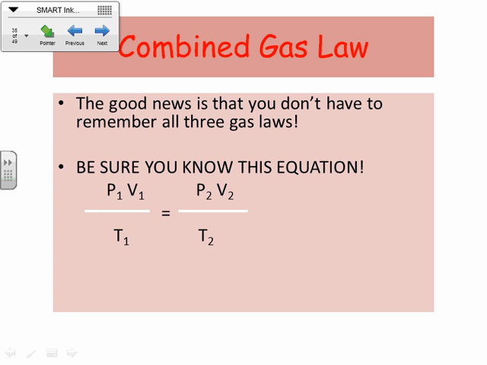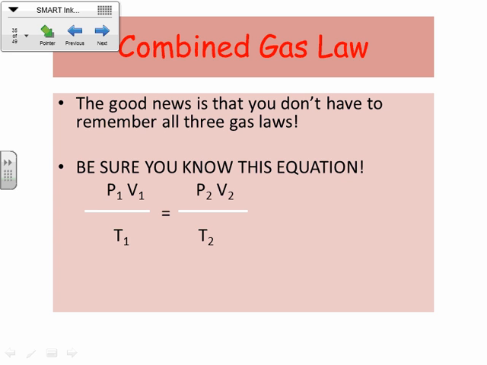Now, here's the thing. If you know this one, you know all the others. Because if I have a problem that just has pressure and volume in it, just cover up the temperature, and now you've got your P1V1 equals P2V2, right? If you have a problem that just has volume and temperature, then cover up the pressure, and you've got V1 over T1 equals V2 over T2.